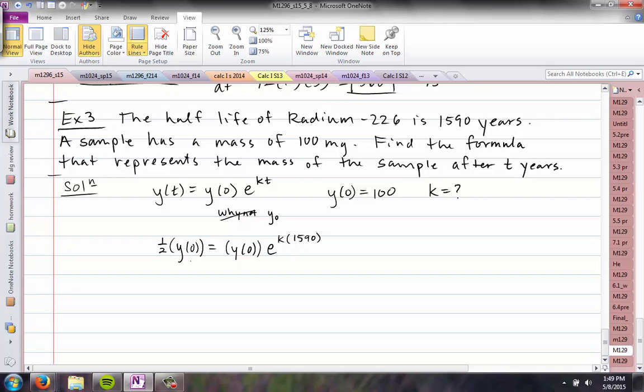So when I do this, I could put y of 0 is equal to 100 to be more specific, but it's actually not necessary, because y of 0 is just a value, and I'm just going to do it this way in general so that if it weren't given, you could still do this problem. I divide by it and it goes away. So 1/2 is equal to e to the 1,590k.